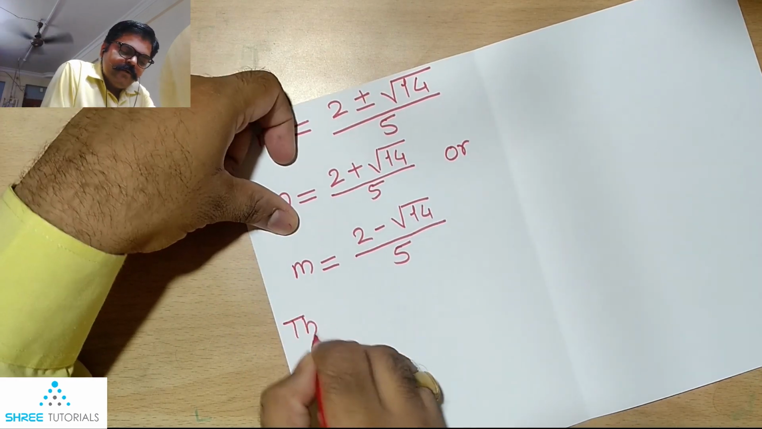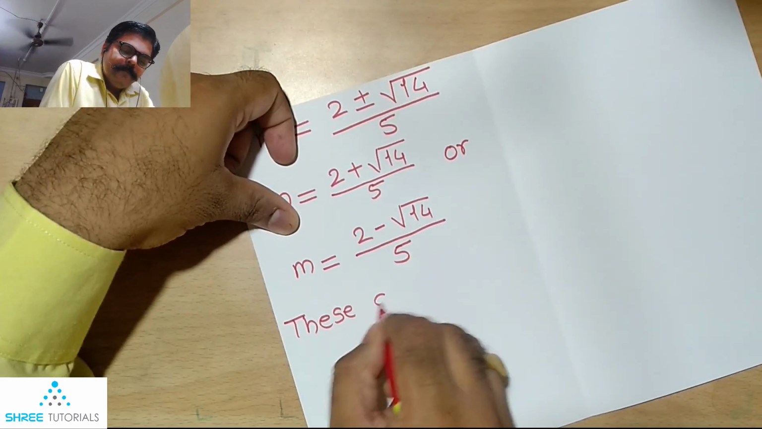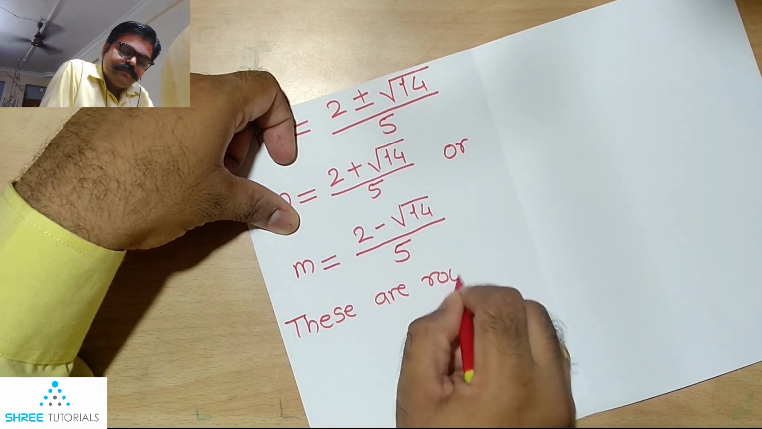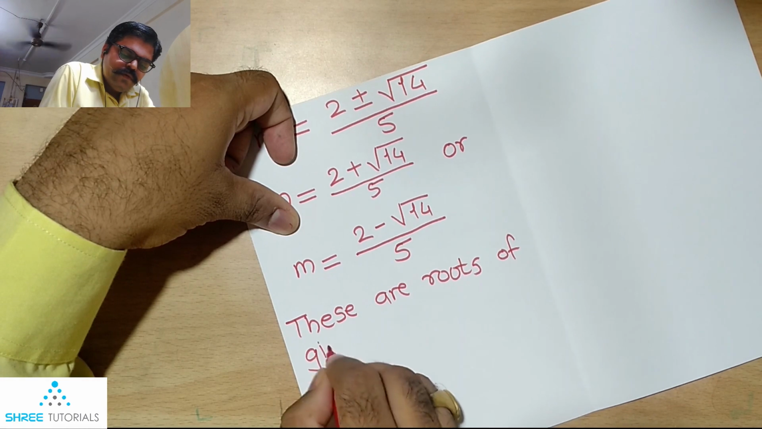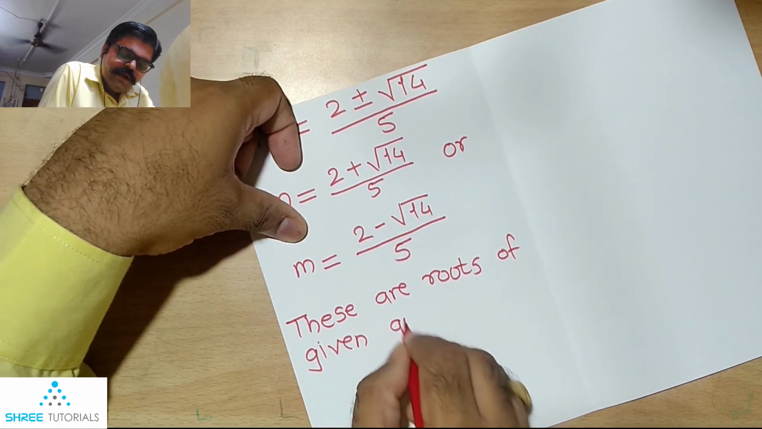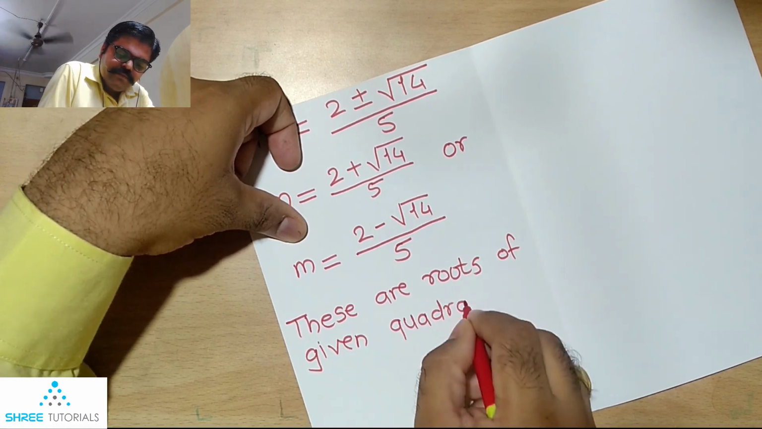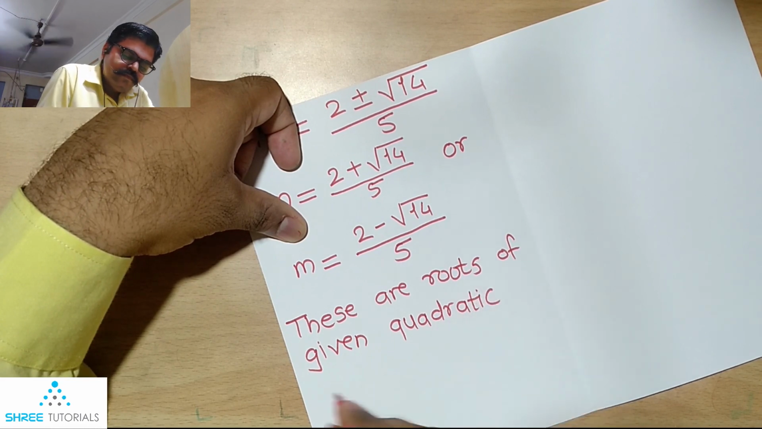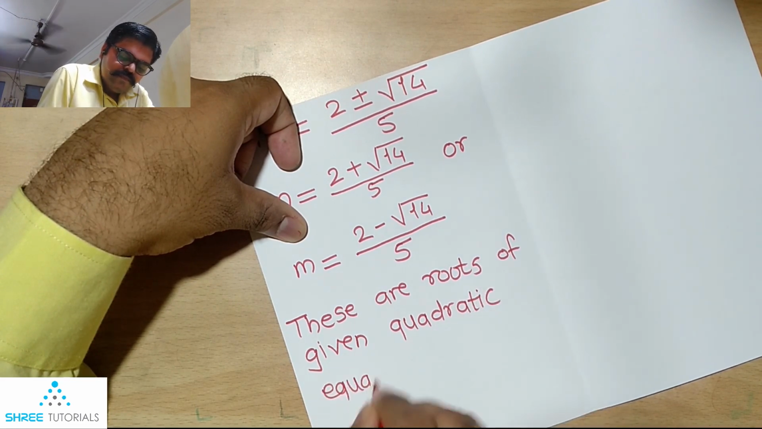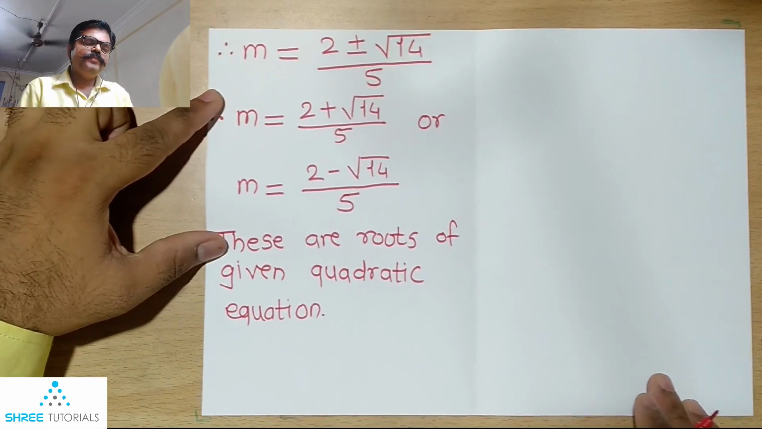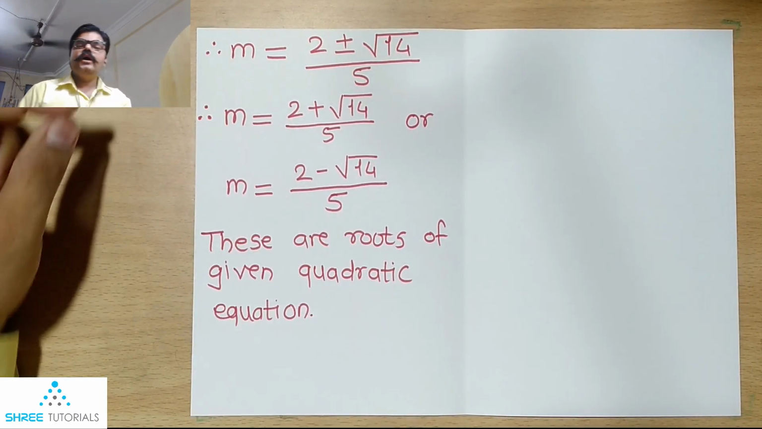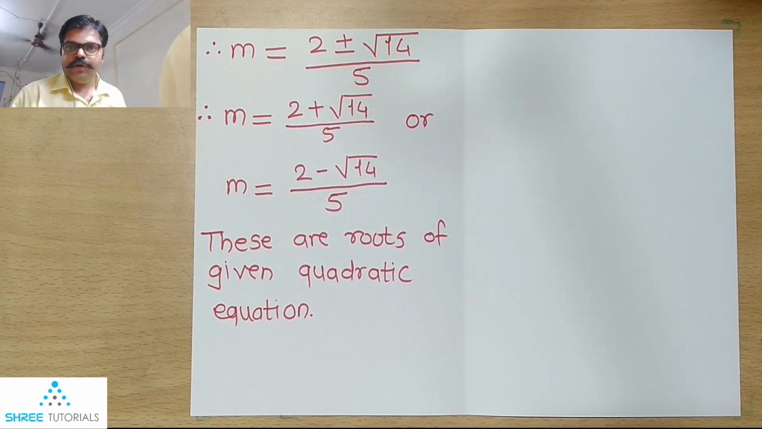These are roots of the given quadratic equation. What we have written is that simply these two are roots of our given quadratic equation, which are calculated by using the formula method.